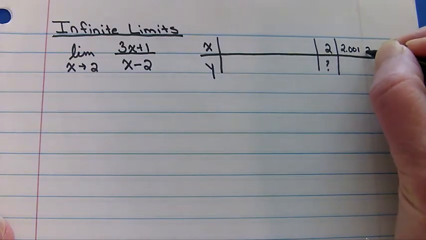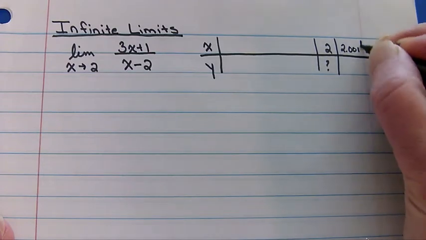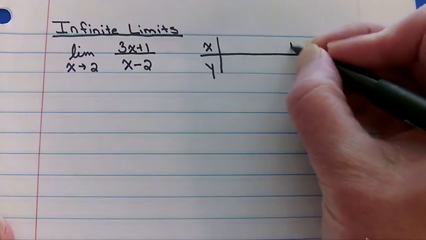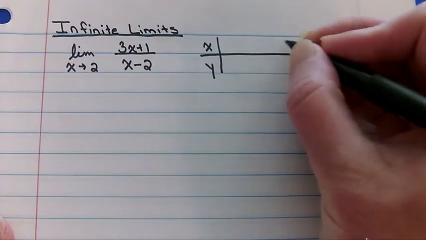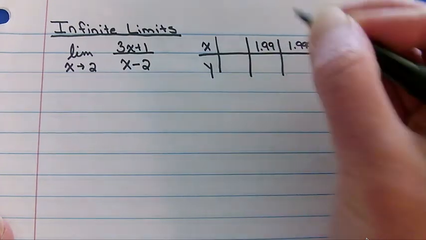2.001, 2.01, and 2.1. And on the other side, it would be 1.999, 1.99, and 1.9.